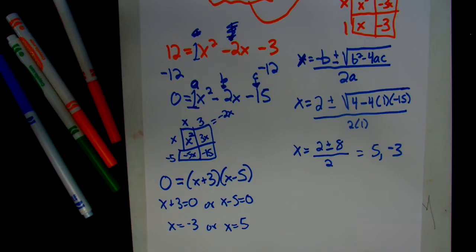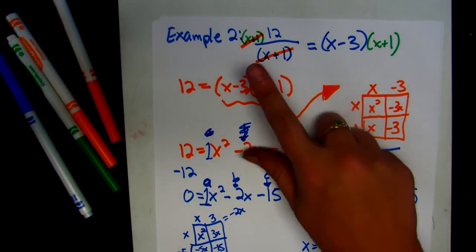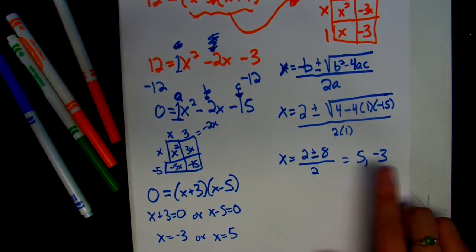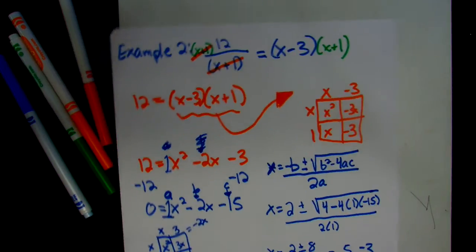Okay, so the last step is to check our answers to make sure that none of them are extraneous. So remember, our original problem was 12 over x plus 1 equals x minus 3. So we know x cannot be negative 1, and neither of them are. So just by looking at the domain, that tells us that they're safe, okay? And that means that they are both solutions, all right? So we're going to look at one more example now.